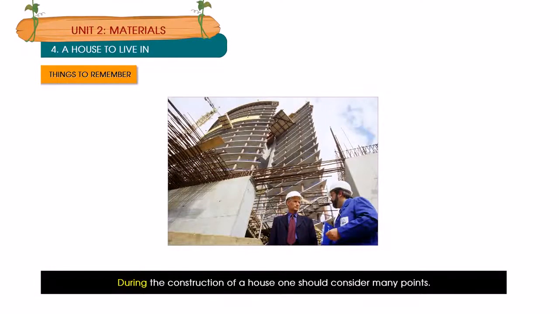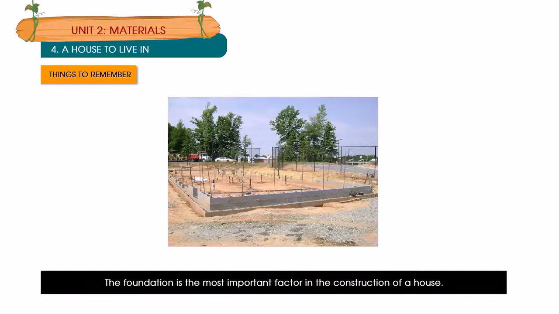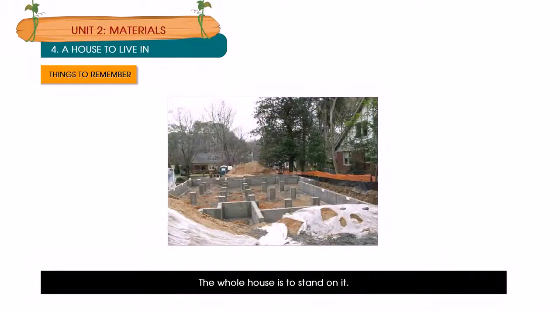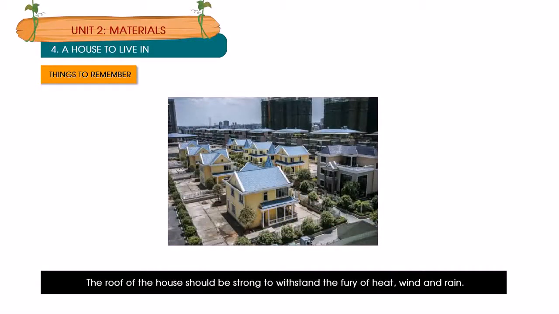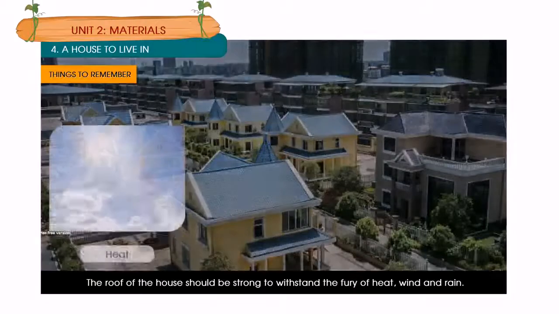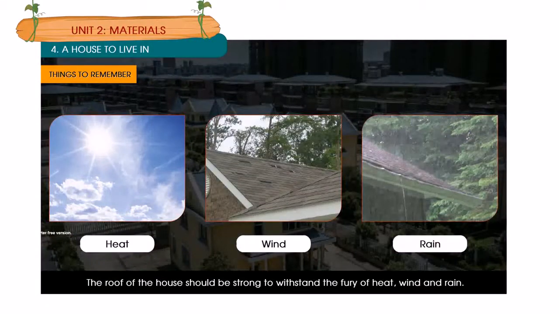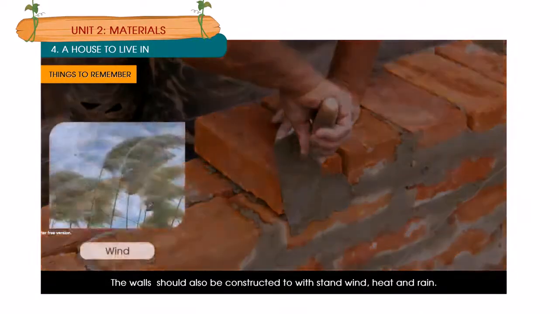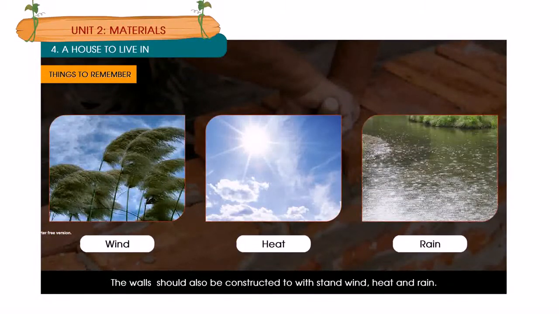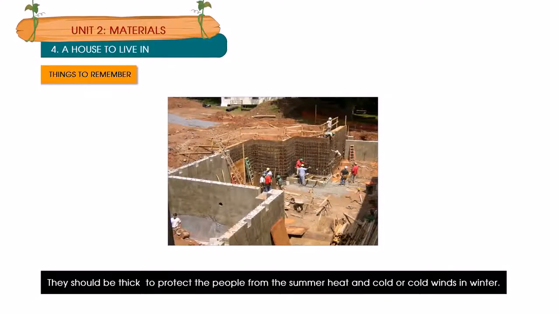During the construction of a house, one should consider many points. The foundation is the most important factor in the construction of a house. The whole house is to stand on it. A weak foundation means a weak house. The roof of the house should be strong to withstand the fury of heat, wind, and rain. The walls should also be constructed to withstand wind, heat, and rain. They should be thick to protect the people from the summer heat and cold winds in winter.